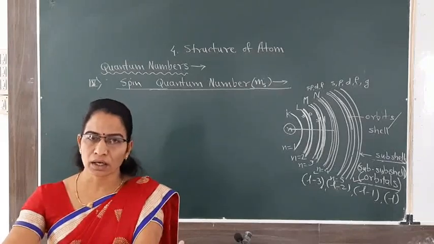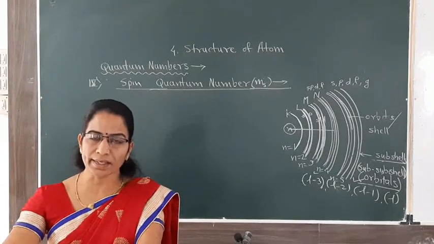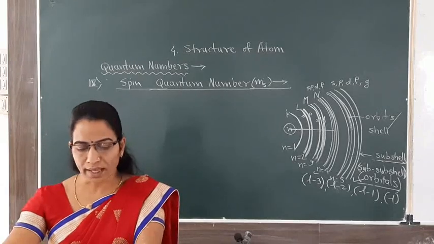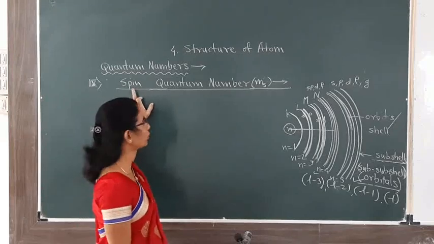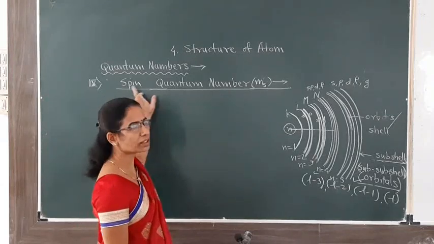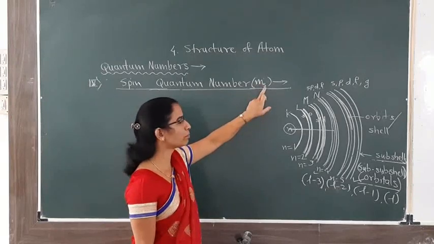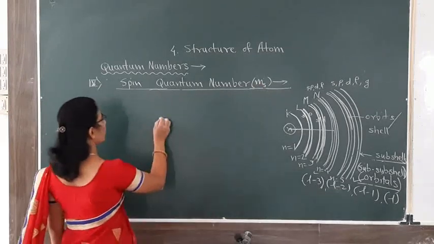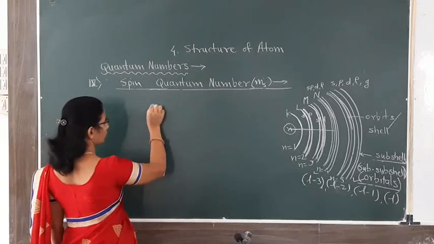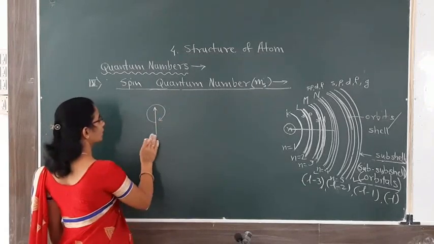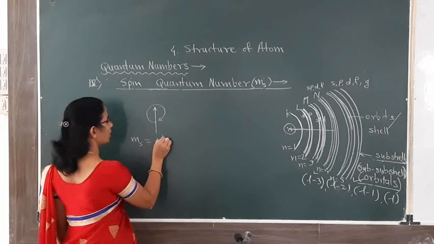Whether they are rotating in a clockwise direction or in an anti-clockwise direction, that rotation is given with the help of the fourth quantum number, that is spin quantum number, and it is denoted by symbol ms. If the electron is revolving in a clockwise direction, then the value of ms is +1/2.